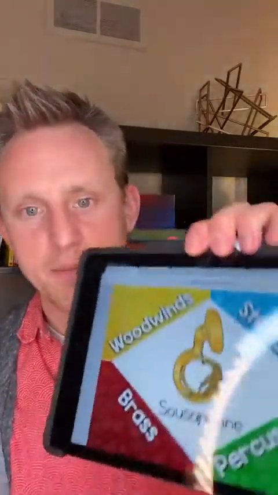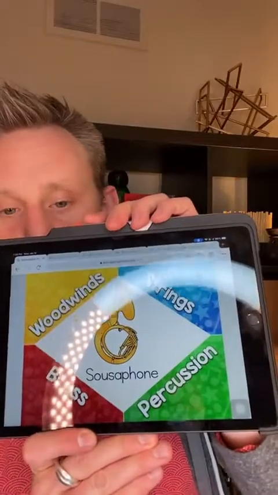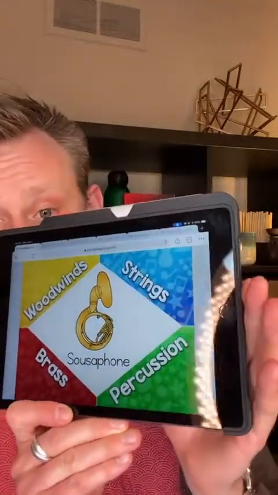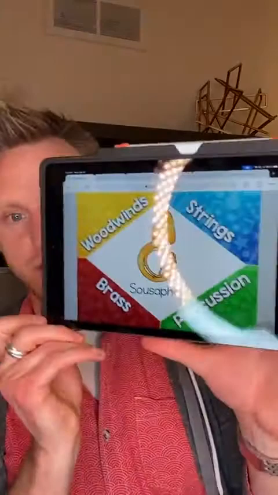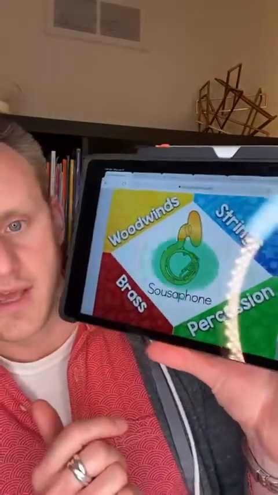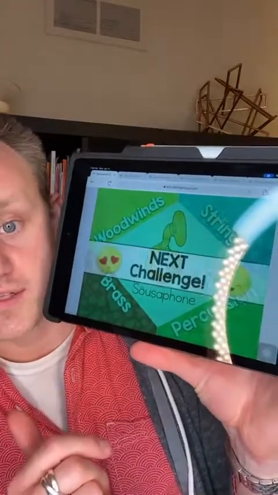Basically, they start with a QR code. They can use that to get to it from their iPad. But so here's the game, and they get to look at the instrument and classify where it belongs. So, I've taught them all the clues. They should be able to find, if they don't know it by rote, like, well, obviously a sousaphone, that's brass, then they can go through their clues and get to what the answer is. So hopefully they can figure it out. And if they tap it, they get to move on to the next challenge.